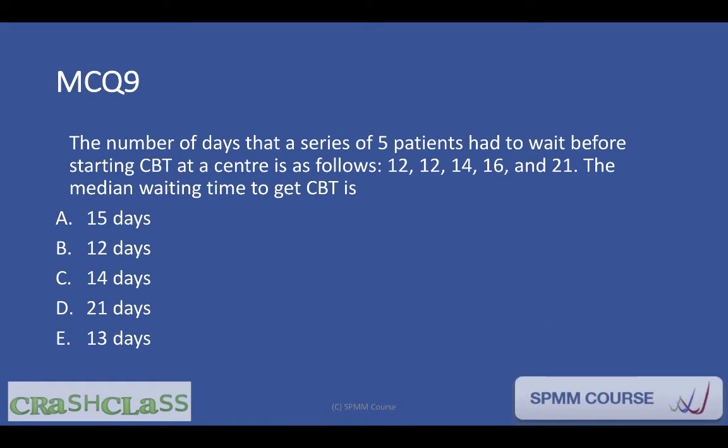Nine. The number of days that a series of 5 patients had to wait before starting CBT at a center is as follows: 12, 12, 14, 16, 21. The median waiting time to get CBT is, so you have a series of numbers, they are ordered already, 12, 12, 14, 16, 21. What is the median? So the middlemost value is 14. Okay, so the median is 14 days.